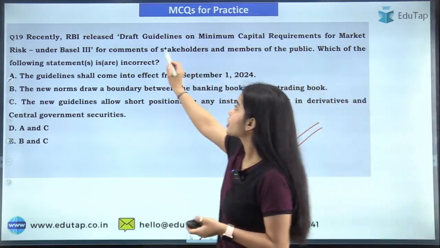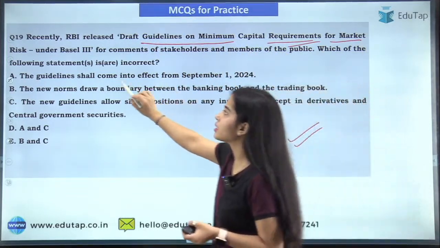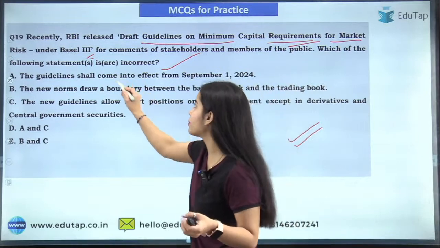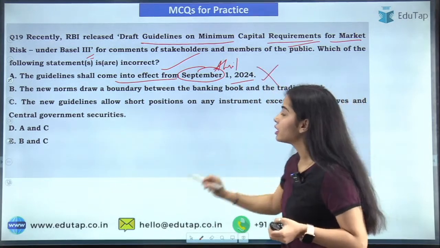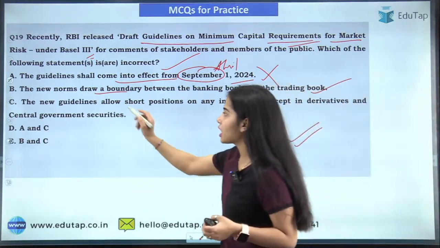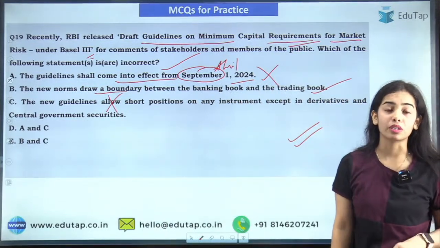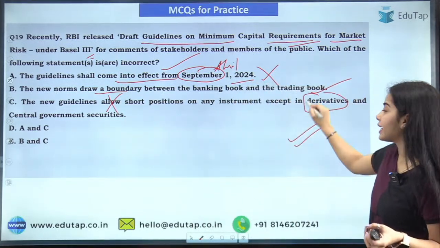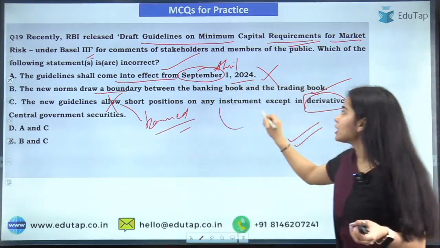So here the question is regarding the draft guidelines on minimum capital requirement for market risk under the Basel III. So you have to tell which of the following is incorrect. So first of all, the guidelines shall come into effect from April 1, 2024. Okay, so this is incorrect. The new norms draw a boundary between the banking book and trading book. This is correct. The new guidelines allow short position on any instrument except in derivatives and central government securities. Short position is allowed only for the derivatives and the central government securities. It is actually banned for all the other instruments.